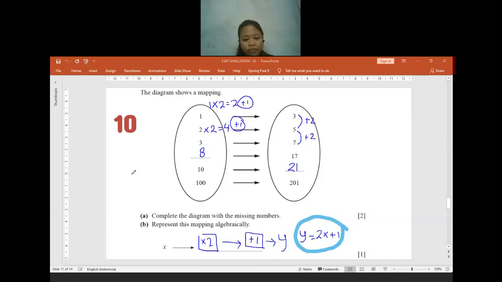10 and 11. Okay. Is there anyone who gets confused for question 10? Oh, the 2x plus 1 will work if you write it as 2x plus 1. Okay, is there anyone who gets confused?